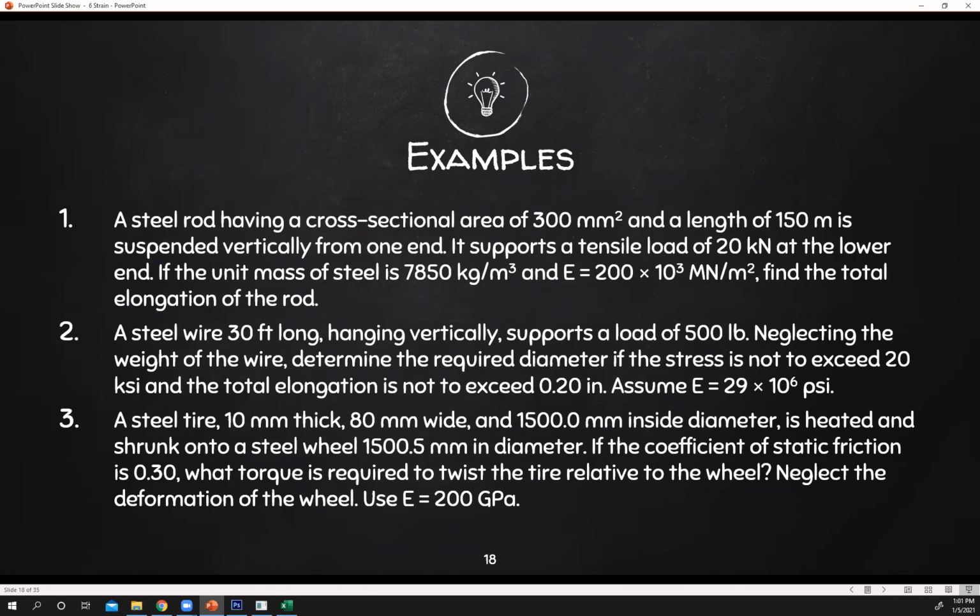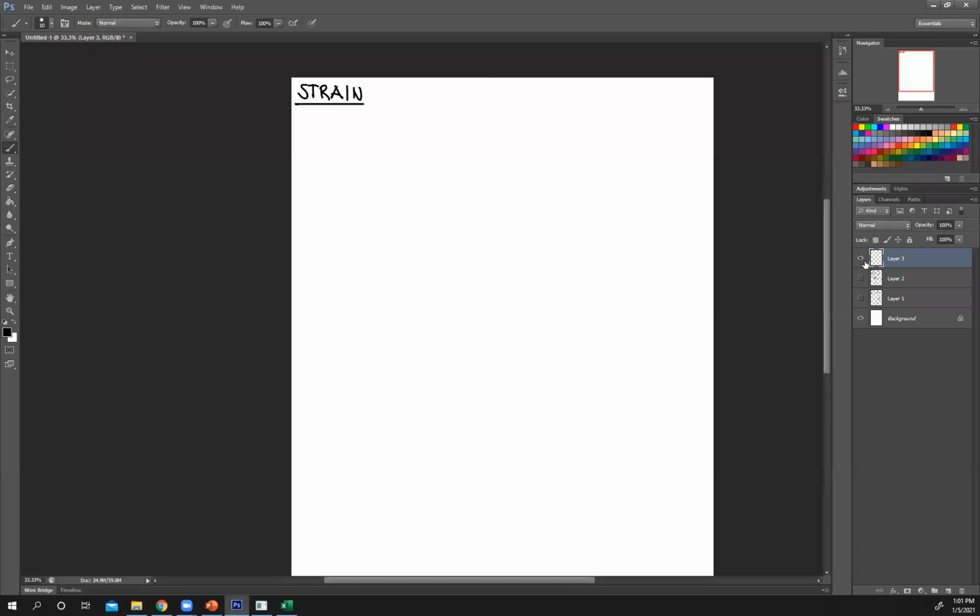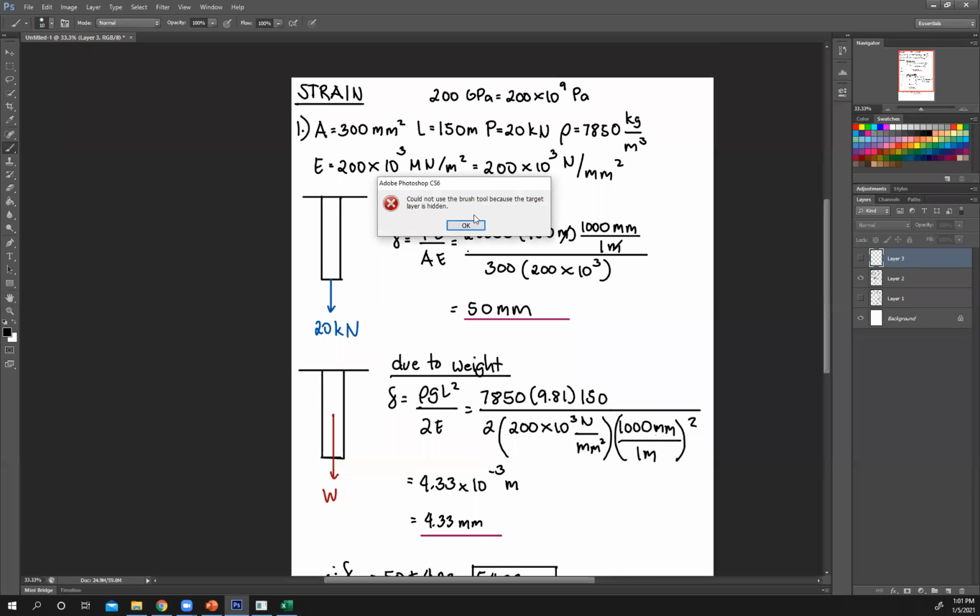So we have two restrictions here. First, stress not to exceed 20 KSI, and total elongation not to exceed 0.20. So we're going to solve for both restrictions as what we did in our previous lectures. Now, it's already specifically stated here, neglect weight of the wire, so I don't have to do the elongation due to weight anymore.